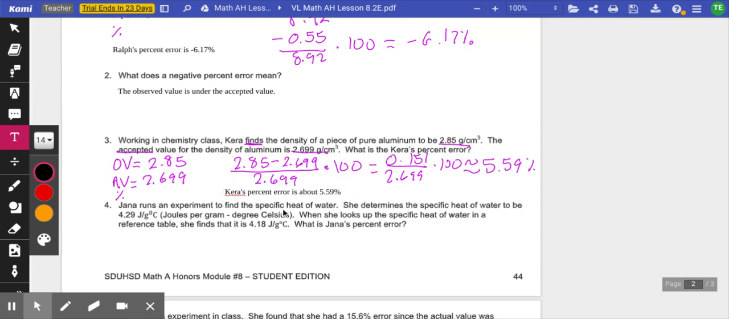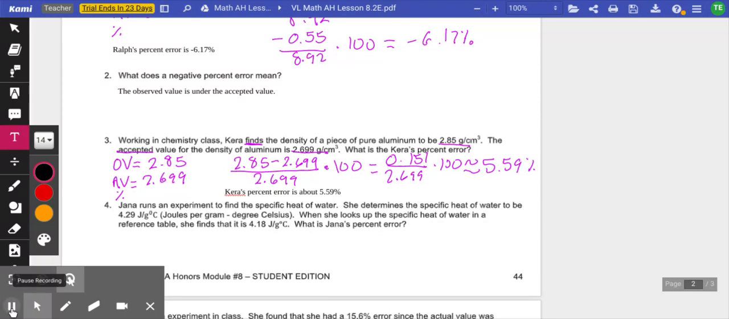Okay, next one. Gianna runs an experiment to find the specific heat of water. She determines the specific heat of water to be 4.29 joules per gram degrees Celsius. When she looks up the specific heat of water in a reference table, she finds it to be 4.18 joules per gram degrees Celsius. What is Gianna's percent error? Again, this is a lot like number 1 and 3. So go ahead and try it and see if you can come up with the same answer.